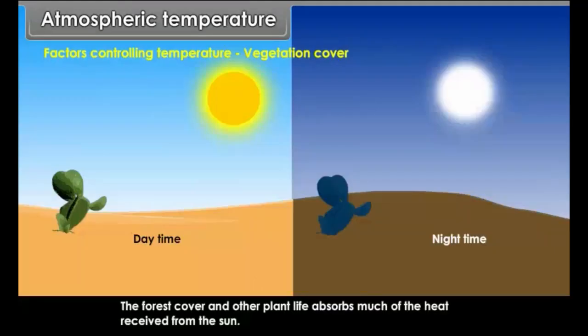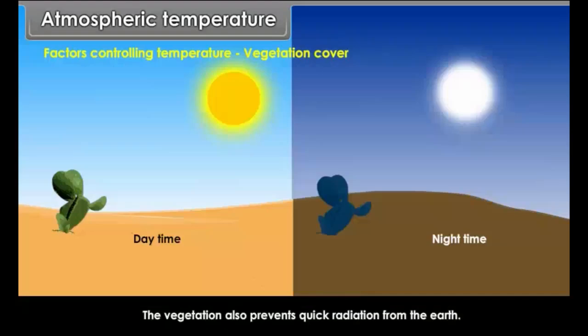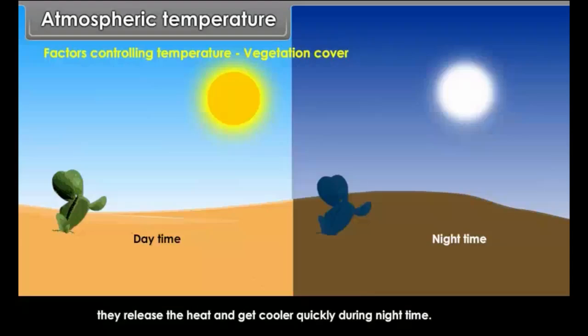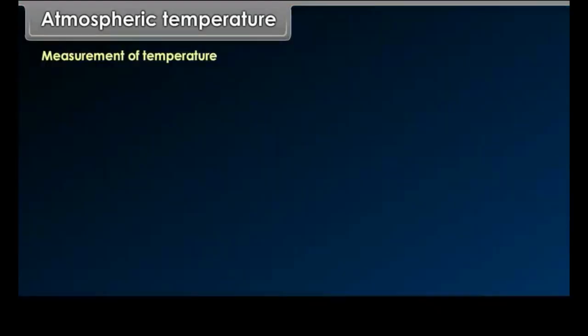Vegetation cover. The forest cover and other plant life absorb much of the heat received from the sun. The vegetation also prevents quick radiation from the earth. Thus, the desert areas having no vegetation get heated more quickly during the day, and at night they release the heat and get cooler quickly during the night time.